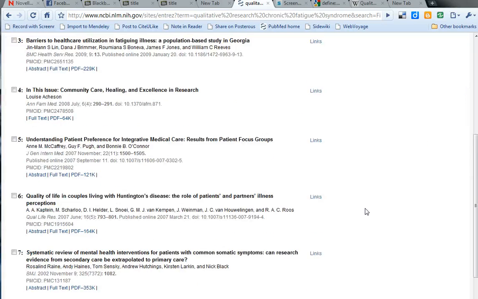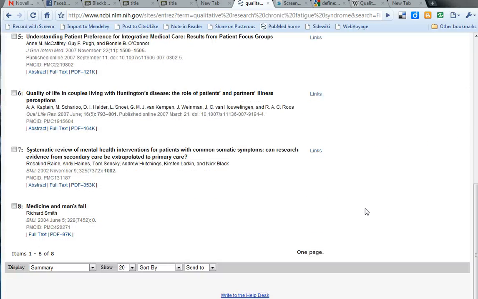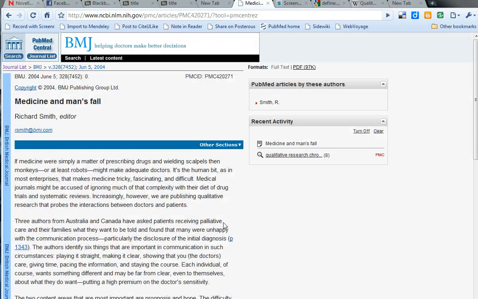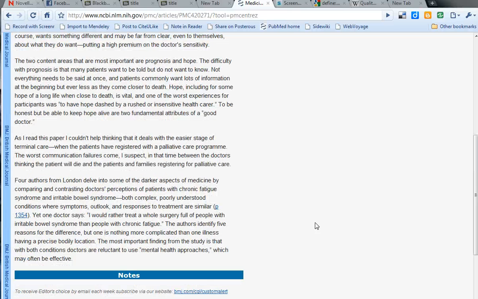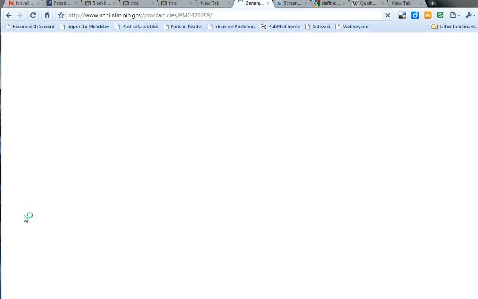And we've got 8 papers here, starting with an editorial by Richard Smith. I'm not actually sure what that's about. Let's have a look. So Richard Smith was the editor of the BMJ for a long time. So 4 authors from London delve into some of the darker aspects of medicine by comparing and contrasting doctor perceptions of patients with chronic fatigue and irritable bowel syndrome. So that sounds like it's interesting.